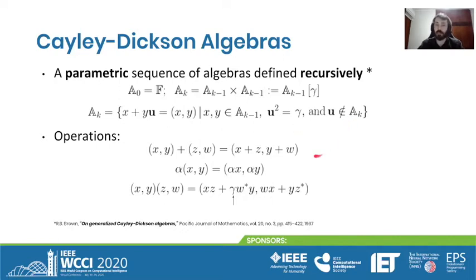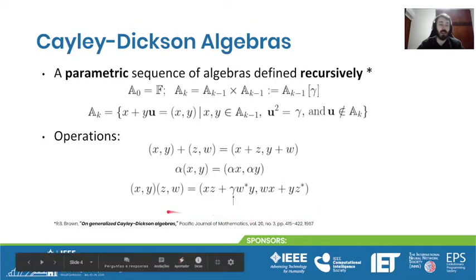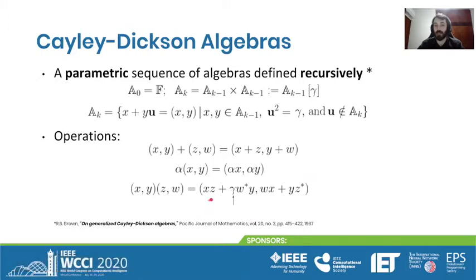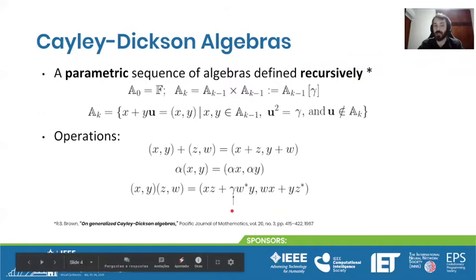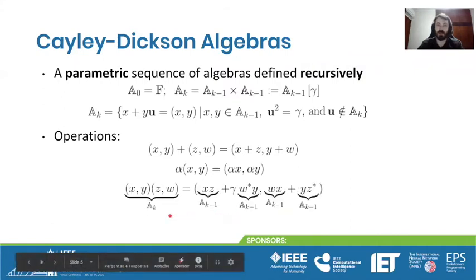For the operations, the sum can be done entry-wise, and the product by scalar is done in a distributive manner. Now, to perform the product in A_k, we need to perform multiple products in A_{k-1}, and gamma shows up here in the first term. So the product in A_k is uniquely defined by the product in A_{k-1} and the gamma.